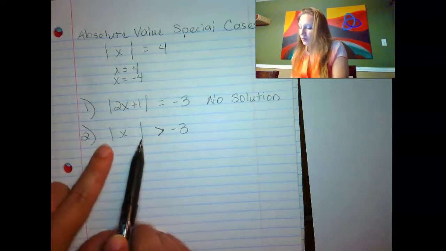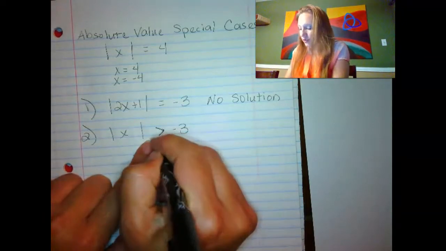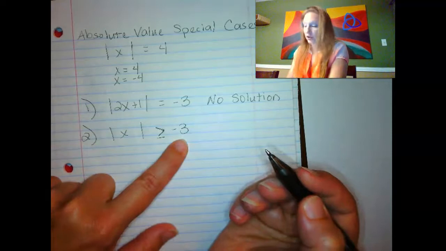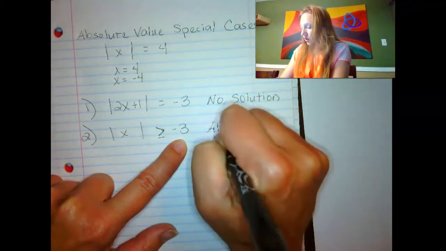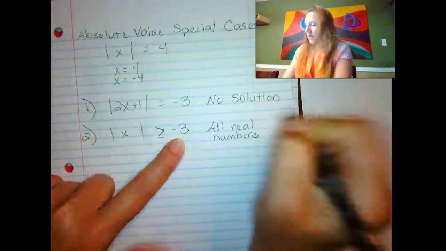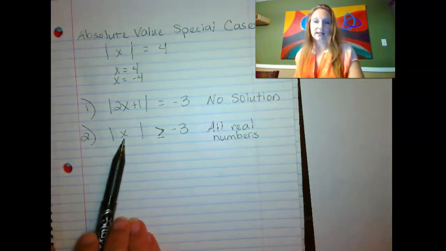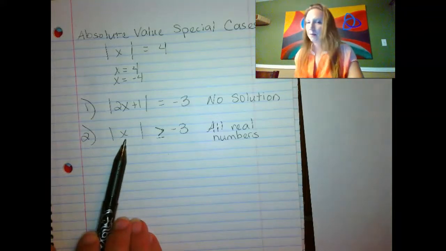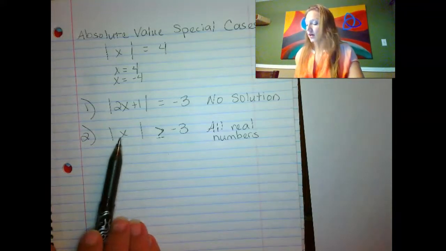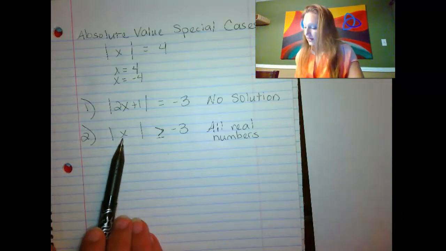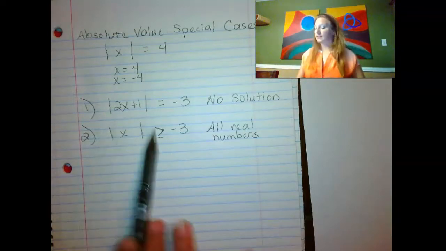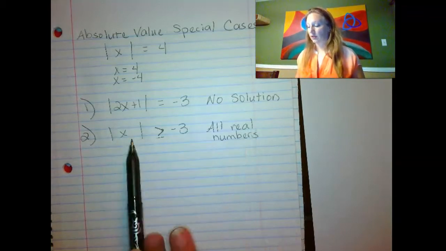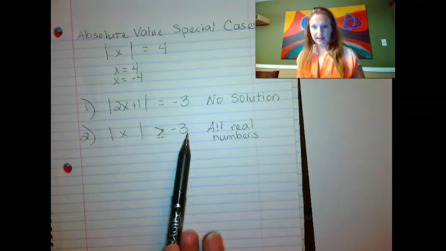So anytime you end up with absolute value greater than, or you could say greater than or equal to, any negative value, this will always be all real numbers. It doesn't matter what number is in here for x. Any number, I could pick a 2, a -10. If I plug in -10, look, when I take the absolute value, it's still going to be greater than -3. So any real number I put in here will always be greater than a negative number. Okay? That's scenario number 2.